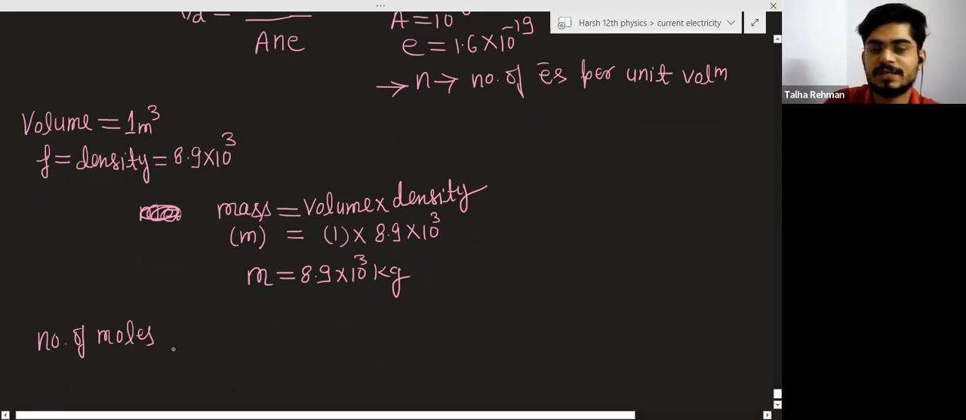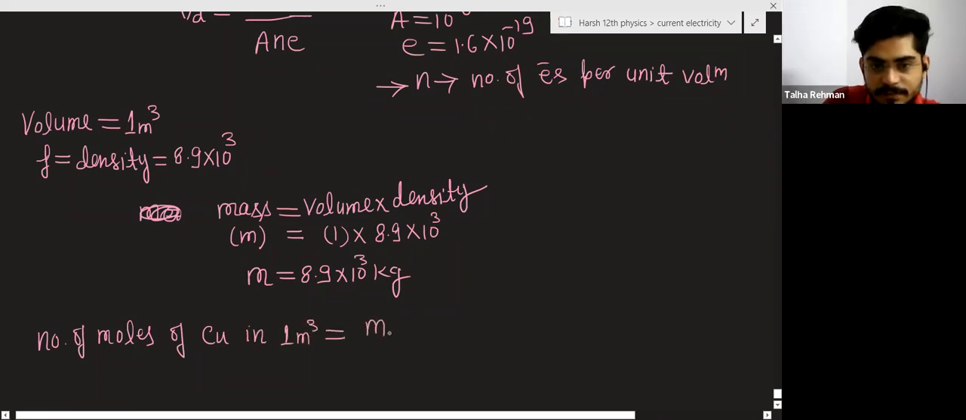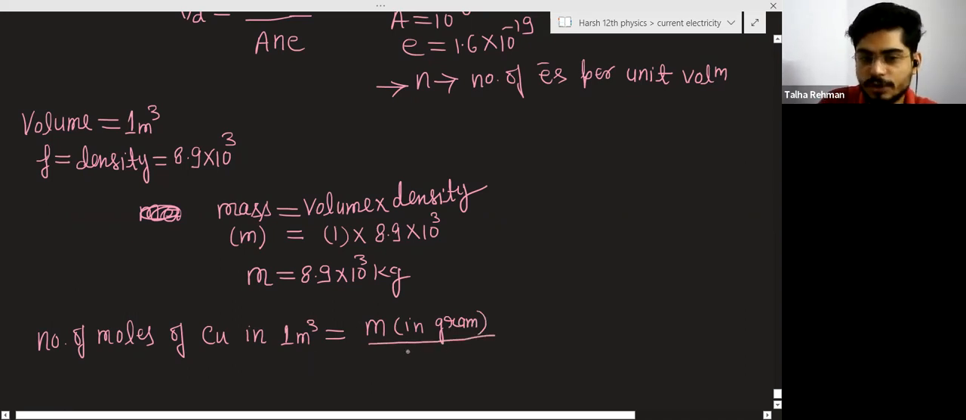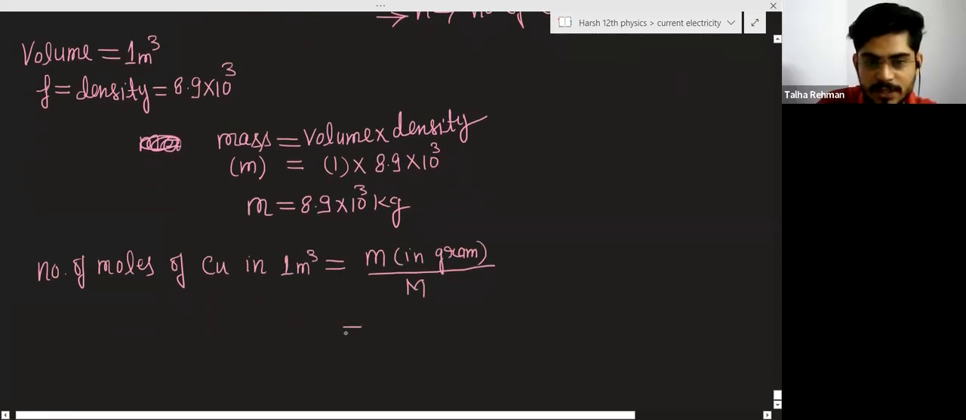That is why I was asking about chemistry, do you know? The number of moles of copper in 1 meter cube is equal to the mass in gram divided by the molecular mass. You have the formula of mole: number of moles is mass in gram divided by molecular weight. So mass in gram, you will take and convert this into gram.